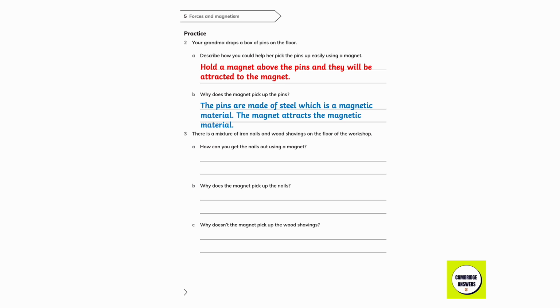How can you get the nails out using a magnet? Hold a magnet above the nails and the wood shavings. The nails will be attracted to the magnet. The wood shavings will not be attracted to the magnet.